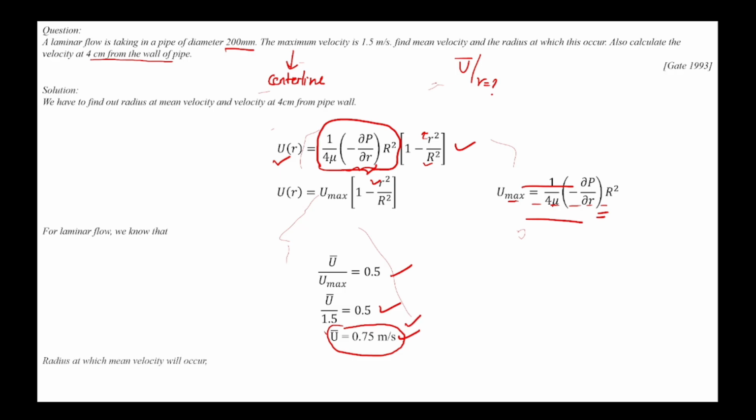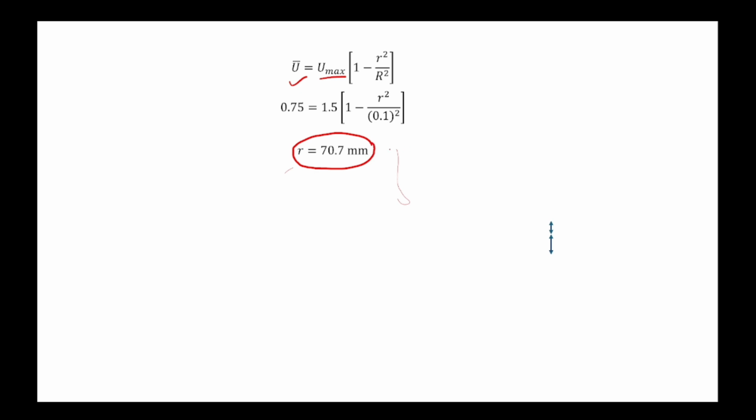So we will do the same. Radius at which mean velocity will occur. I have put Umax here, U at any radius. I want the radius at which U mean occurs, so I will put U average here. This is the Umax we have. Just putting all the values and calculating, r will be 70.7 mm. So at this radius, the mean velocity will occur.